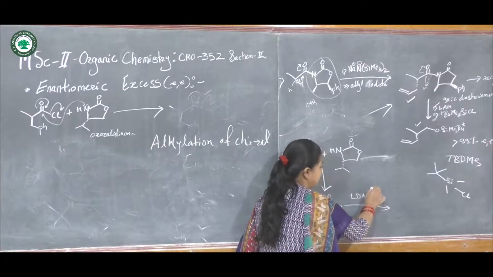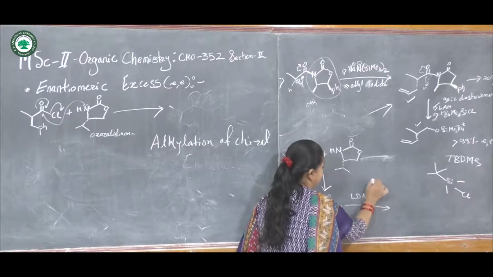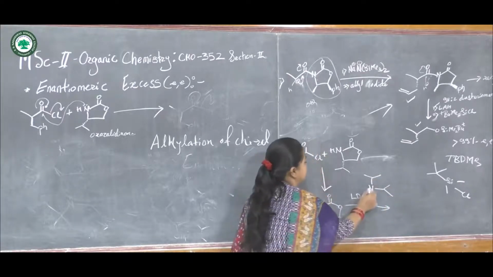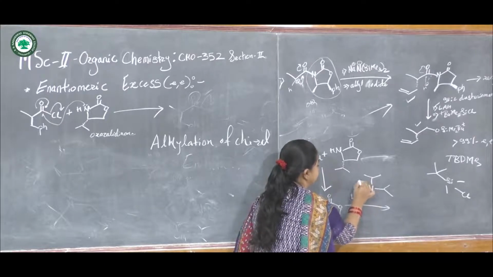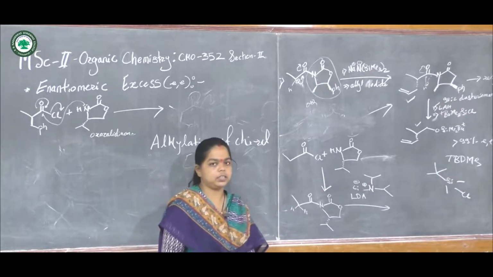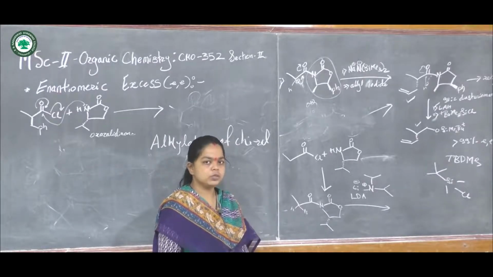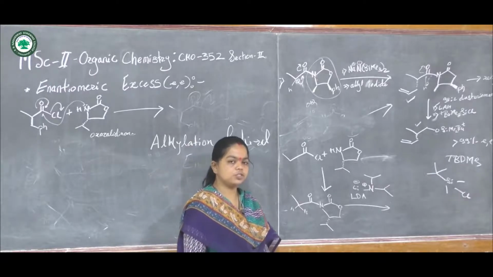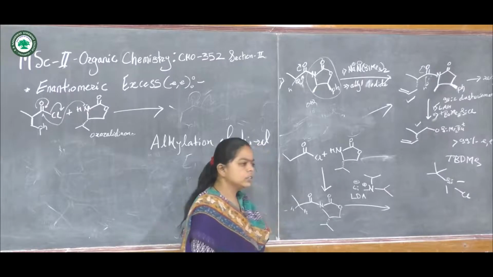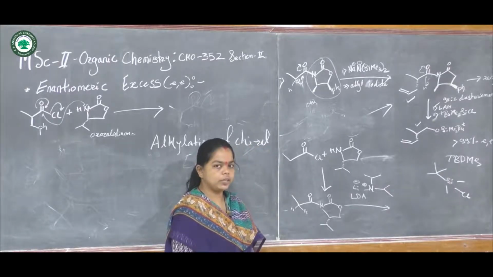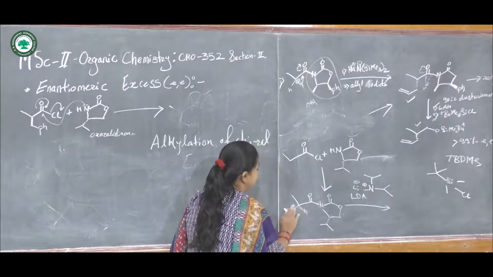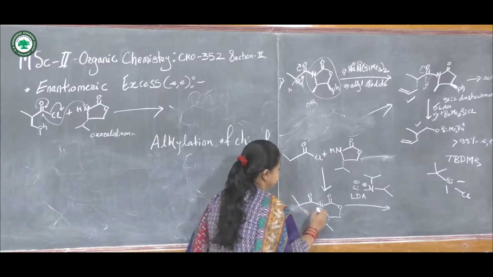LDA is lithium diisopropyl amide. This is the structure of LDA. LDA is a bulky but very strong base, so it shows a kinetically controlled reaction. It easily forms the enolate ion, 100% enolate ion, as it is a strong base. So these protons are removed and the enolate is generated.